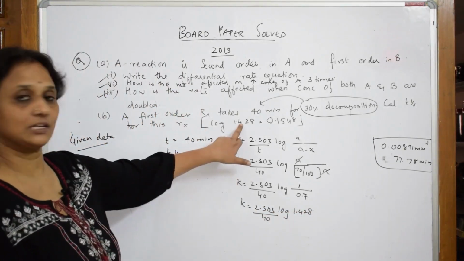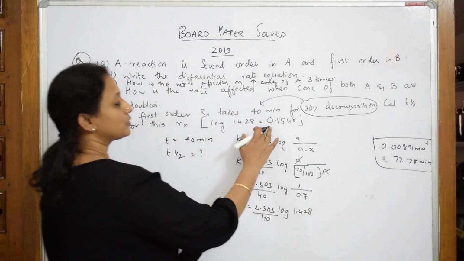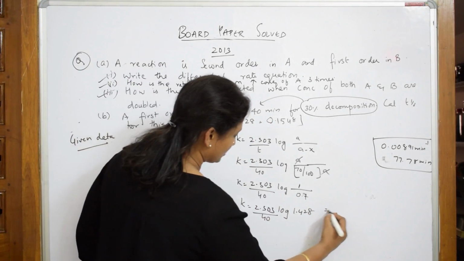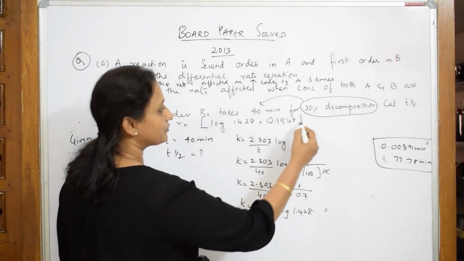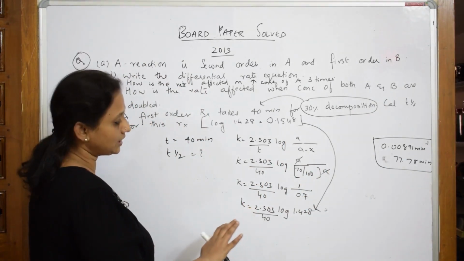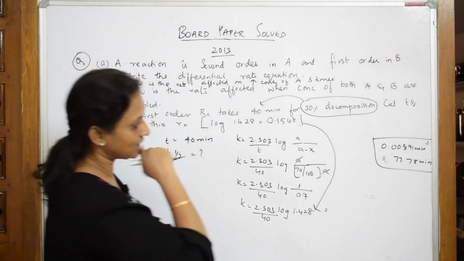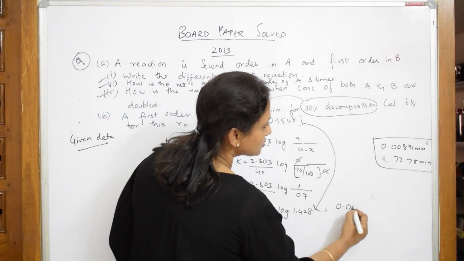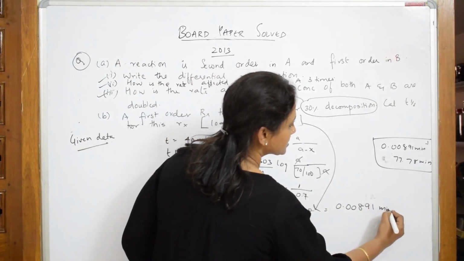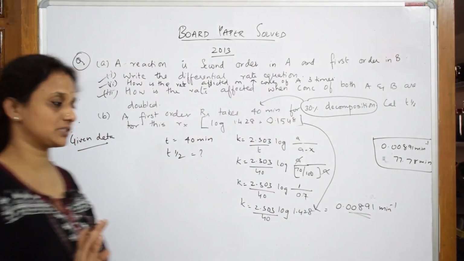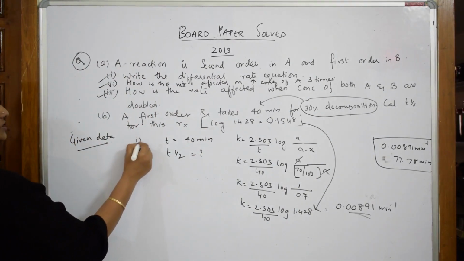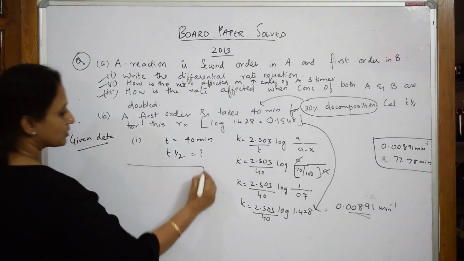They've already given this value. So, how much is log of 1.428 given to us? 0.158. So substitute that value here and substitute this 1.428 value. Once you substitute and solve the whole thing, you get an answer of 0.00891 minute inverse. Okay, this is your answer. I've got the rate constant. I've not got T half yet. This is your A part of this question. Let us do the B part of this.